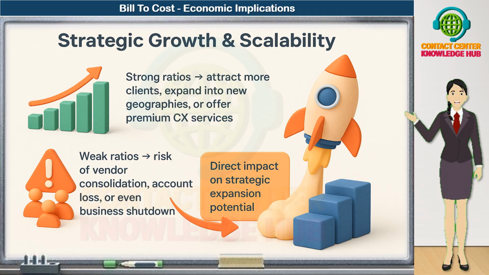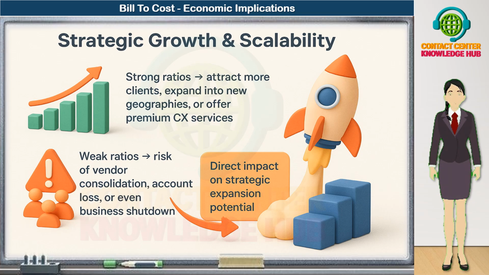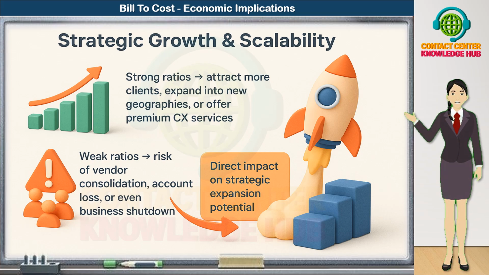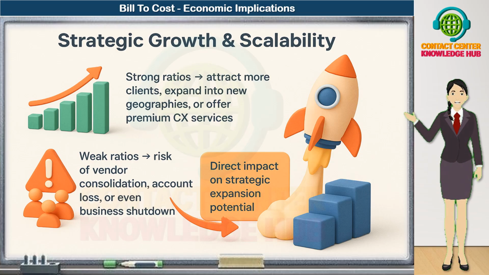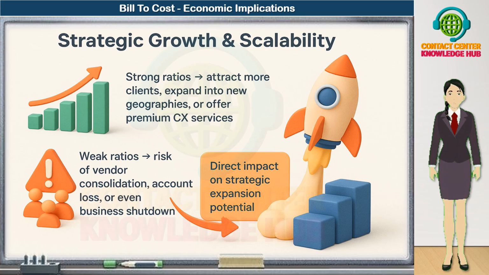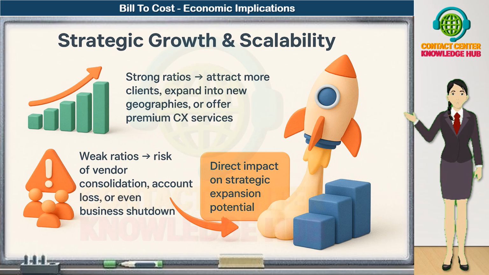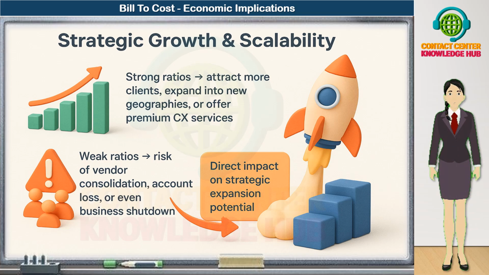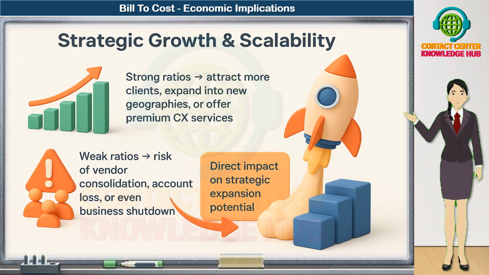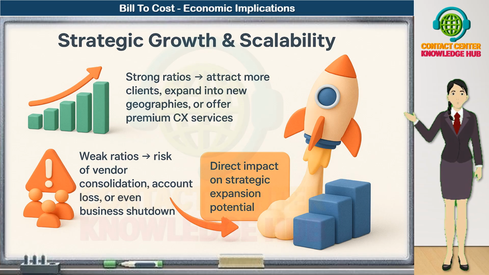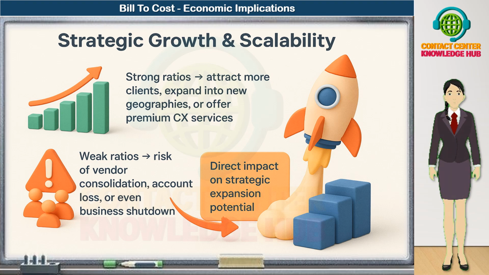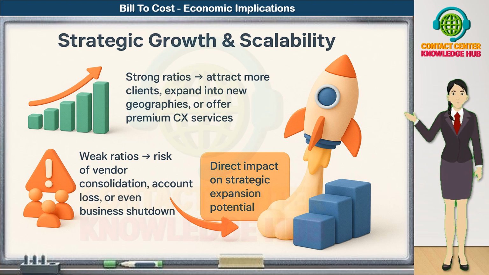However, when ratios are weak, the opposite occurs. Margins shrink, resources tighten, and the result can be client consolidation, account losses, or, in severe cases, even business shutdowns. Financial weakness limits the ability to grow, innovate, or compete effectively. Key insight: the build-to-cost ratio has a direct impact on strategic expansion potential. Strong ratios empower growth and innovation, while weak ones restrict scale and threaten long-term viability.